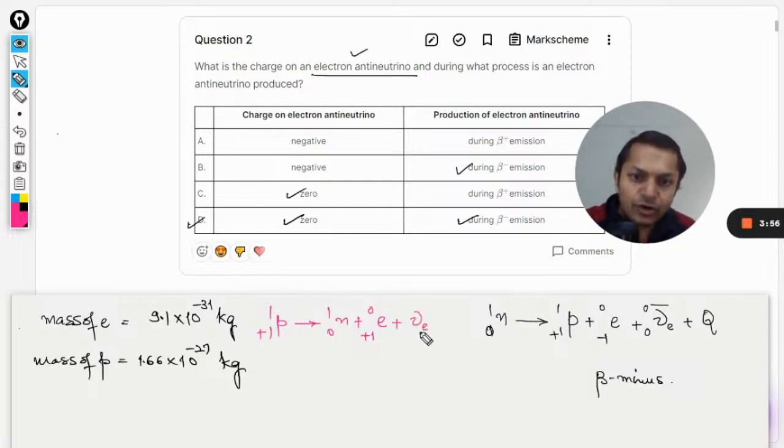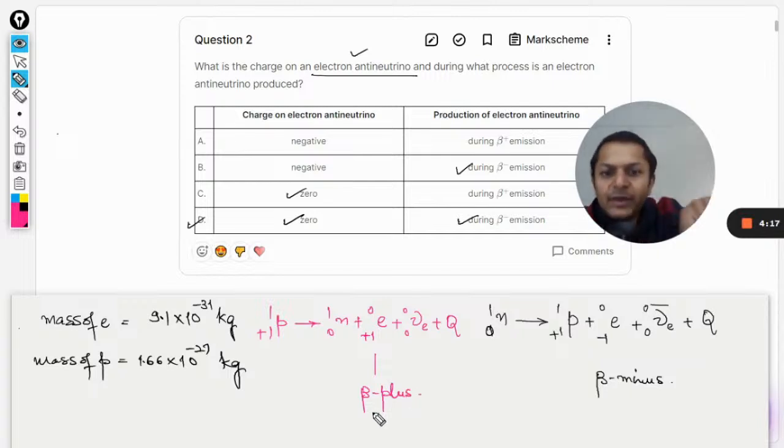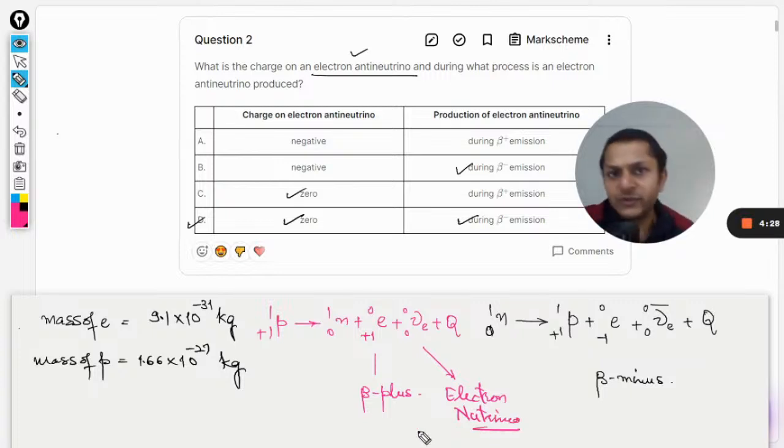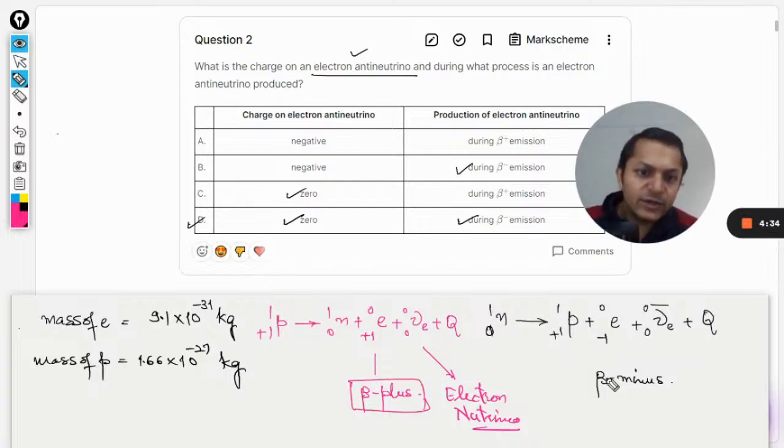Plus electron neutrino, not antineutrino. Again, the charge is 0, mass is 0, plus Q. What is Q? Q is heat, so that will be liberated here. Now, these are the two reactions which are taking place inside the nucleus for beta positive and beta negative. So this is beta minus and this is beta plus. In beta plus, an electron neutrino is produced. So this is another reaction which is producing beta plus and this was producing beta minus.